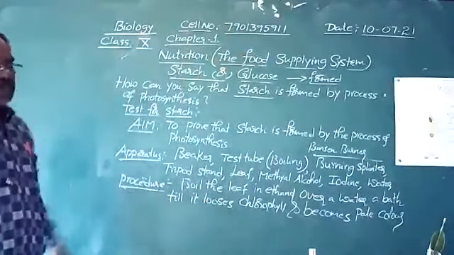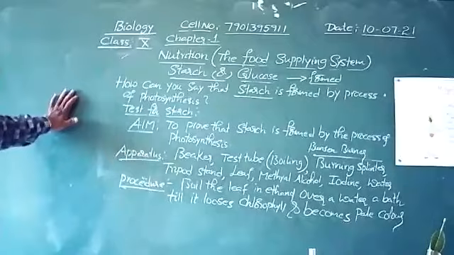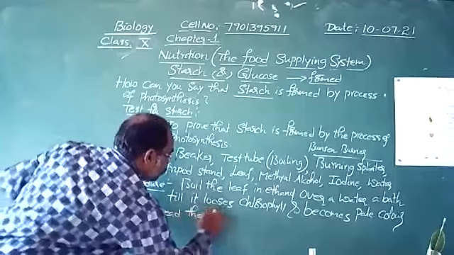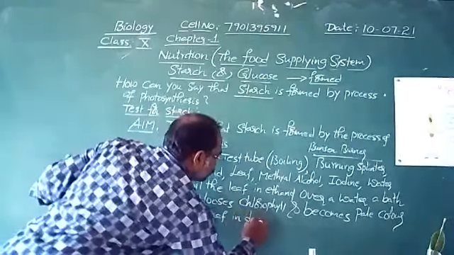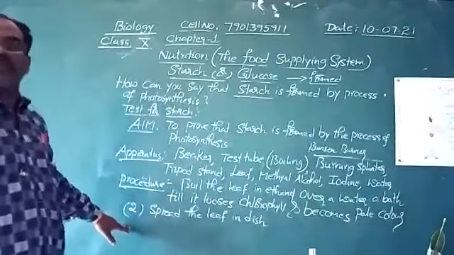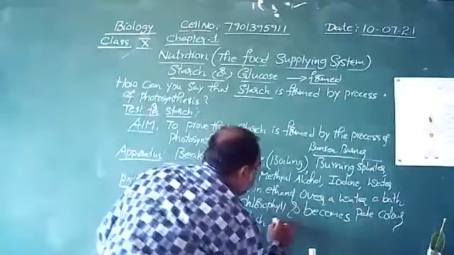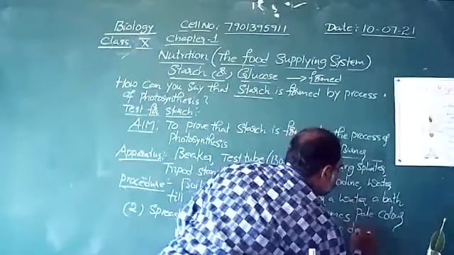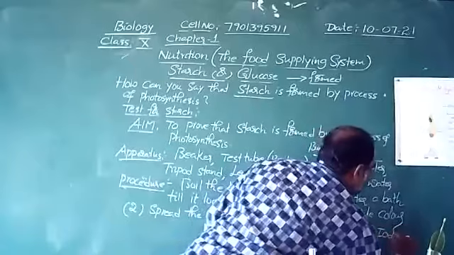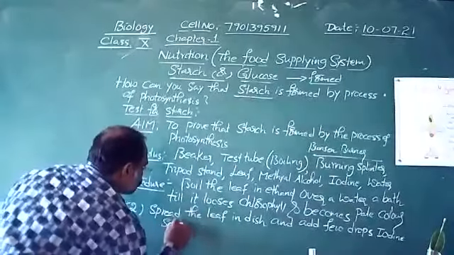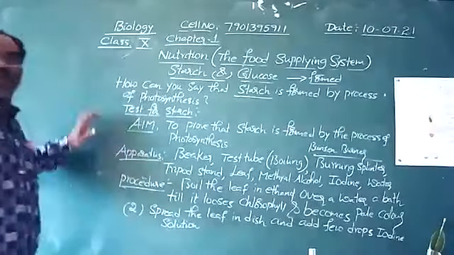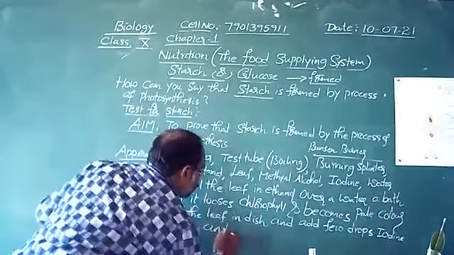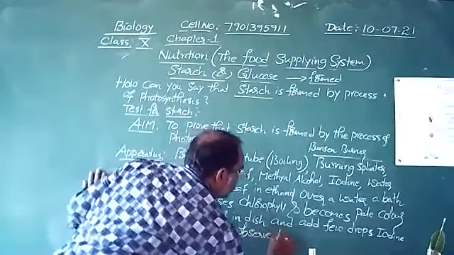Write down. Next, spread the leaf in a dish or petri dish, and add a few drops of iodine solution and observe the change.